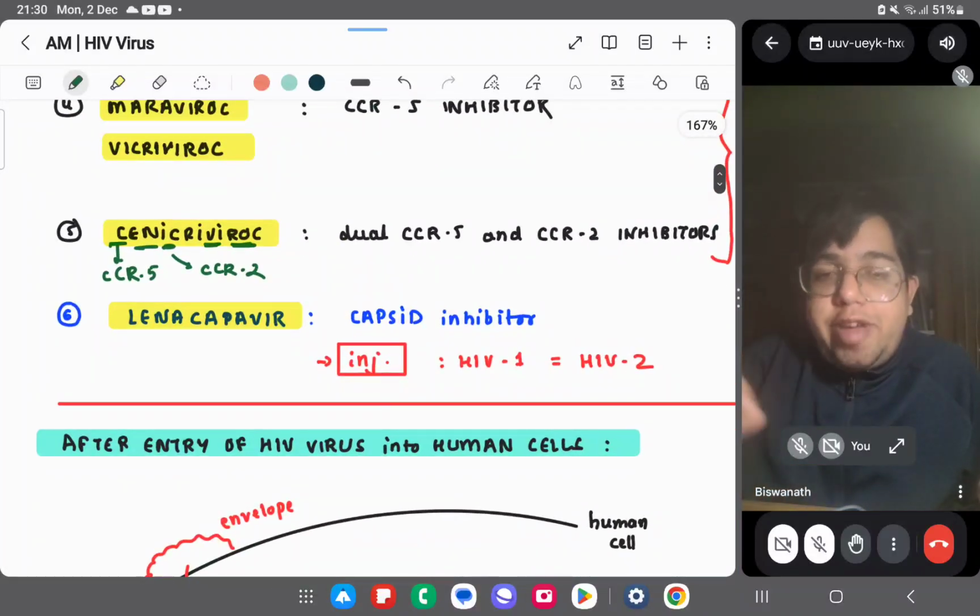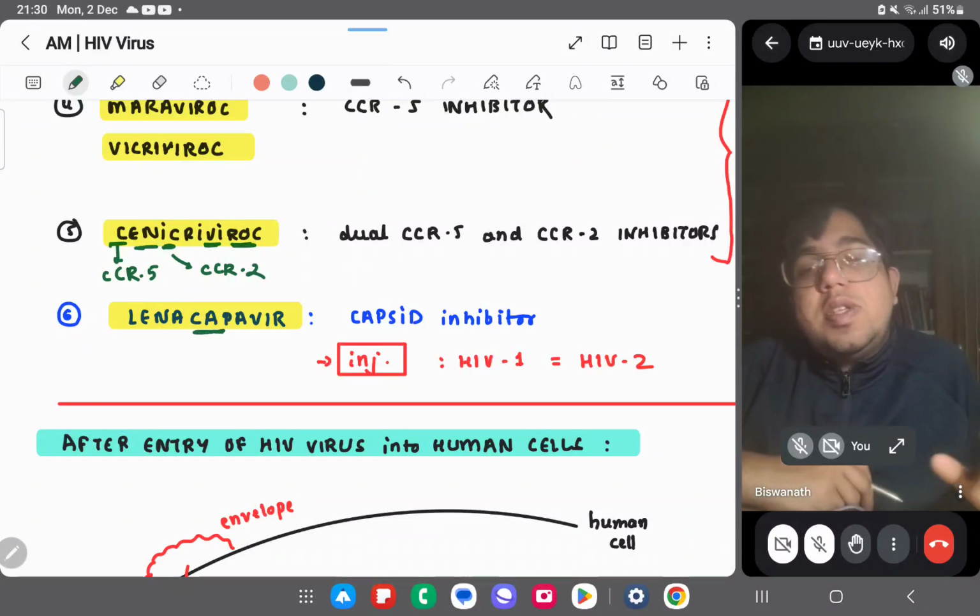Then we have Lenacapavir. So CAP, what is that? It's the capsid inhibitor, right?